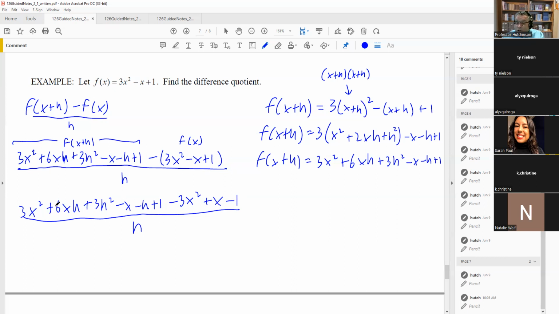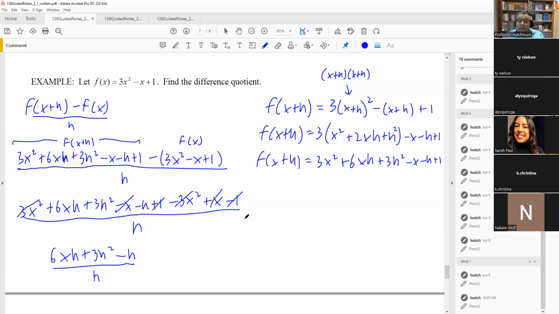Now that we have this, this is actually important because you're going to start noticing some things are going to cancel out. If you do these signs incorrectly, you're not going to get all this to cancel out. So 3x squared and negative 3x squared cancel out here. Negative x plus x cancel, plus 1 and minus 1 cancel. So if we rewrite this without all that in there, we get 6xh plus 3h squared, and then I have a minus h here. All that is over h. Okay, so everything else cancels.